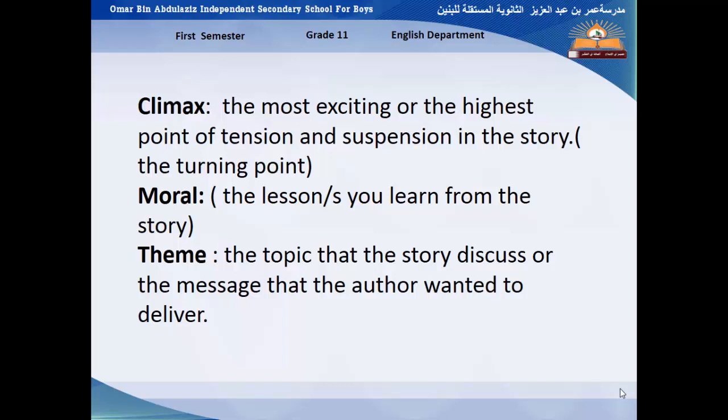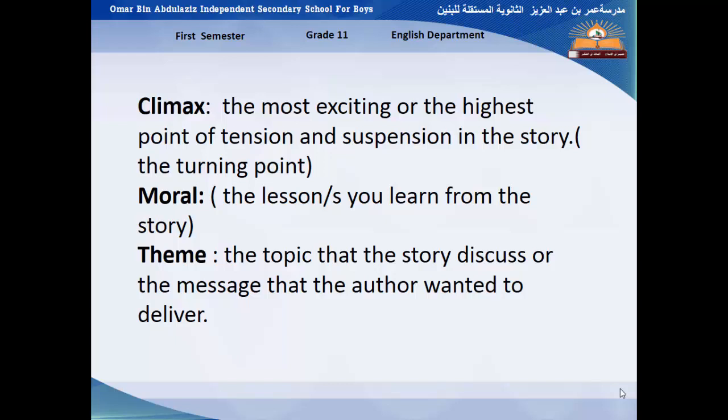The moral. What's the moral? The moral is the lesson or group of lessons you learn from the story. It's the life lesson or the value you got from the story. For example, if the story was talking about friendship, the lesson may be friendship. And we can get different morals or different lessons from different stories, like cooperation, loyalty, friendship, many things like that.